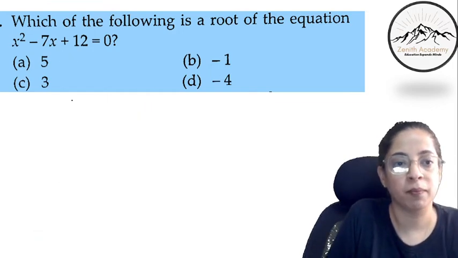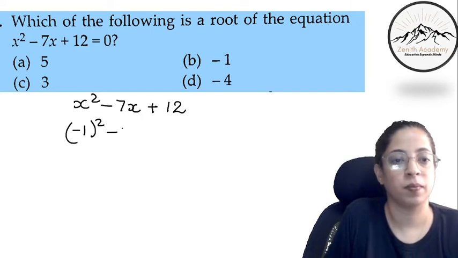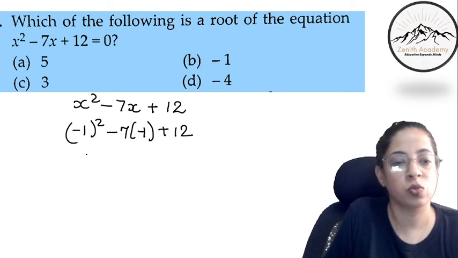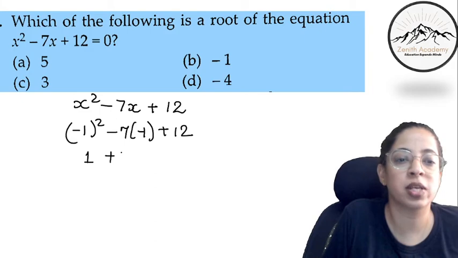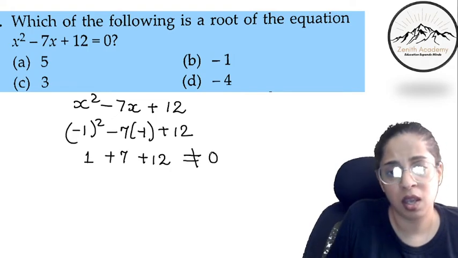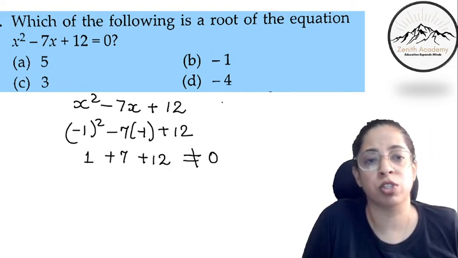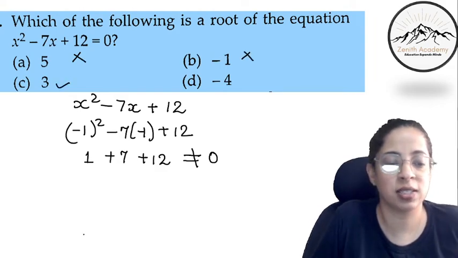Let's check B. So x square minus 7x plus 12. Okay, let's put minus 1 instead of x. So here I put minus 1. So this minus 1 square is 1. This is minus 7 into minus 1 is plus 7 plus 12. So all are positive. This is in no way becoming equal to 0, not equal to 0. So this is not a root. This is also not a root. Let's check this.